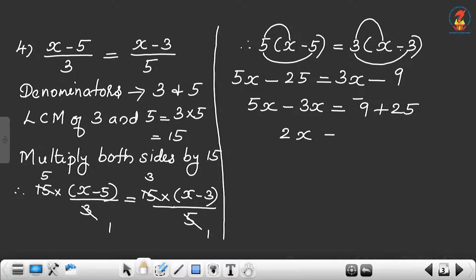Therefore, 2x equal to negative 9 plus 25 equal to 16. 2x equal to 16. Therefore, x equal to 16 divided by 2. So, the value of x is equal to 8. Therefore, the solution of the given equation is 8.